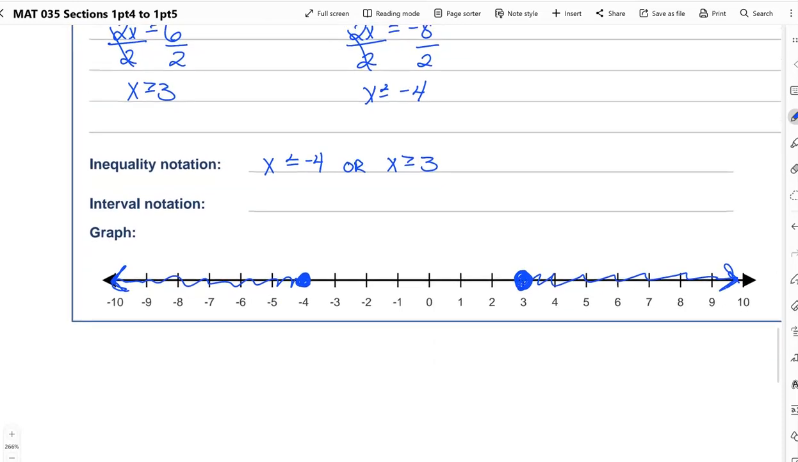So here's our interval notation. Remember, this number line goes from negative infinity to infinity. So this first inequality can be written as negative infinity to negative 4. I'm using a bracket on the negative 4, but remember, infinities and negative infinities have parentheses. And then we would say or. And that second piece of the graph is a bracket 3 to infinity.